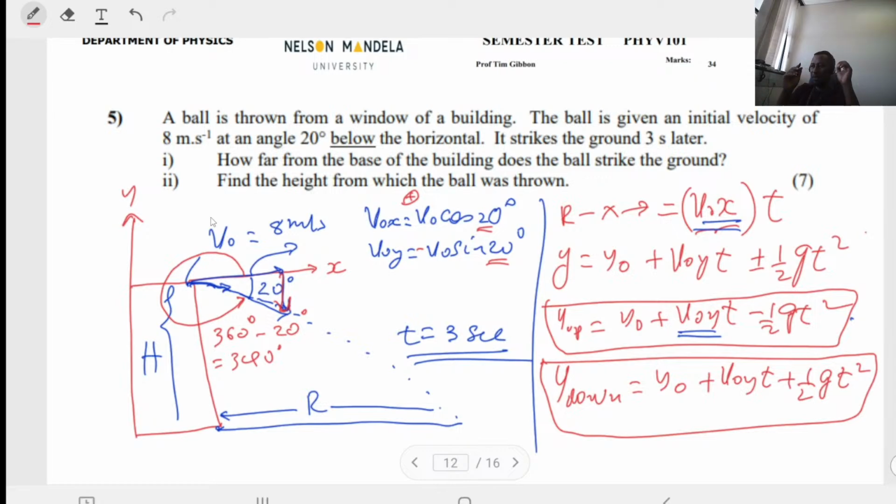And remember, please, the x component has no acceleration, therefore that term cancels. It's actually v naught x times t plus half a t squared. Because there is no acceleration along the x-axis, we don't consider the second component.